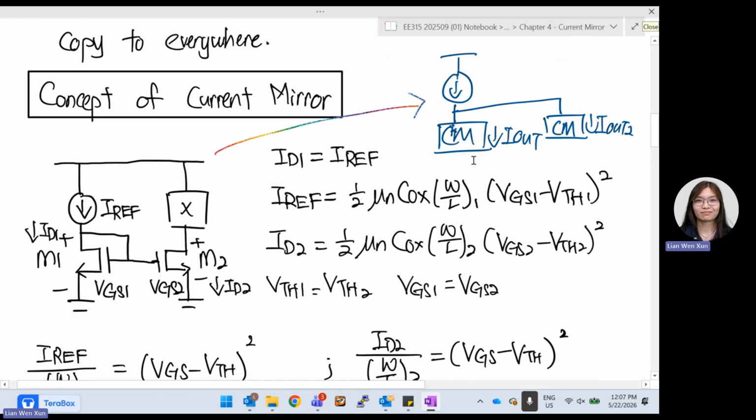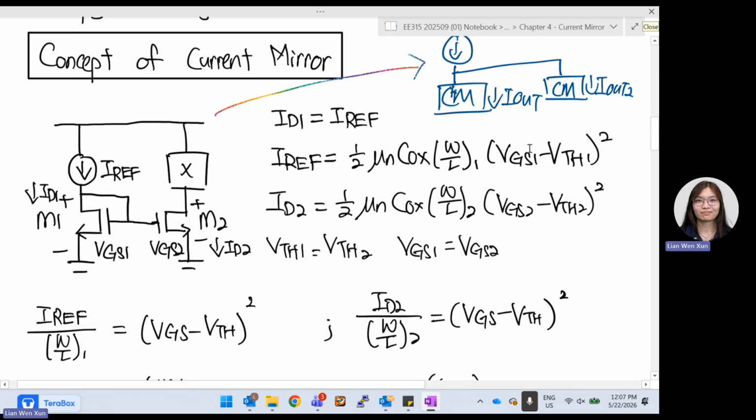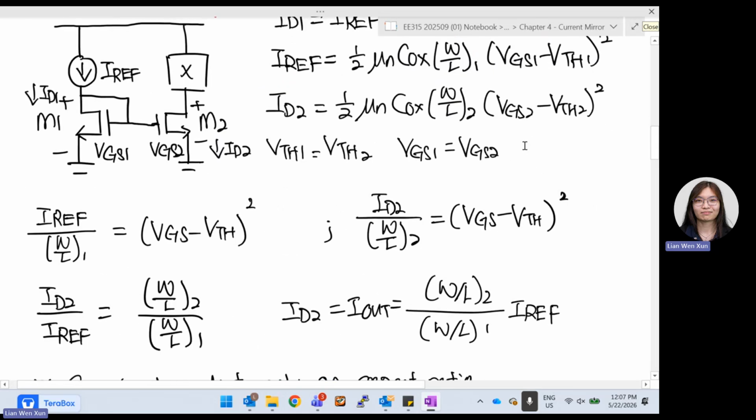This whole thing is a current mirror. We have a reference, and if you want an IOUT1, maybe 2/3 of it, or 1/10 of it, you can adjust the sizing to branch out a lot of current mirrors. So this is also one of the ways to copy current.